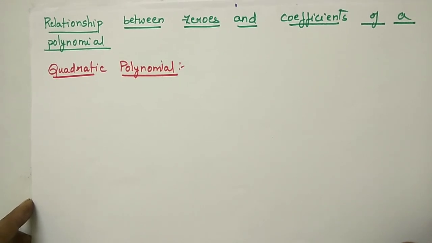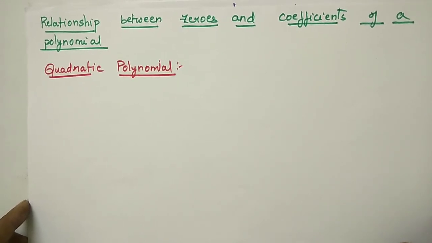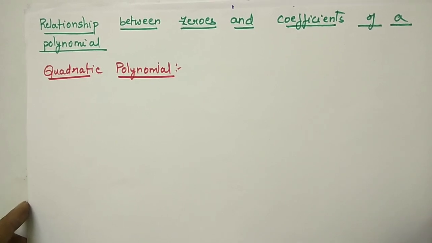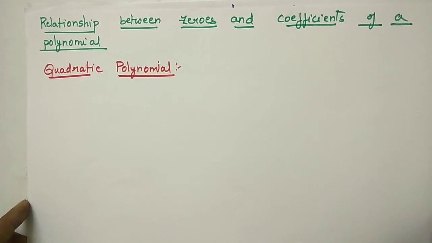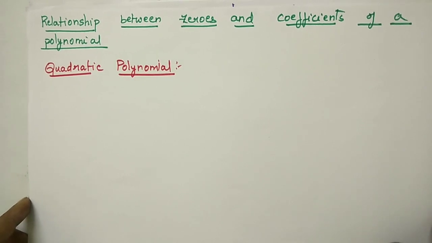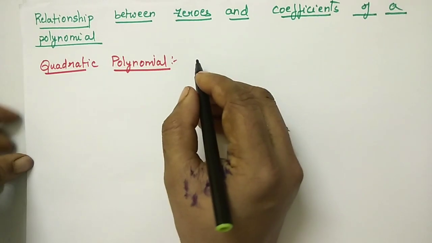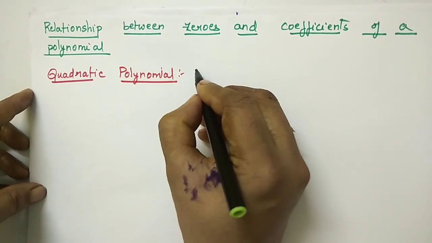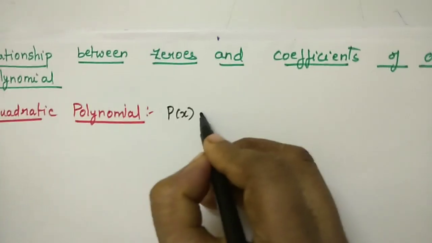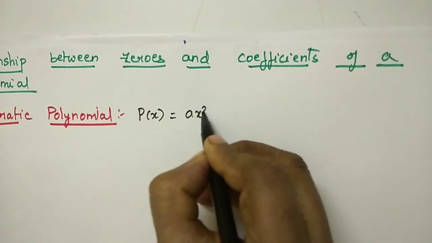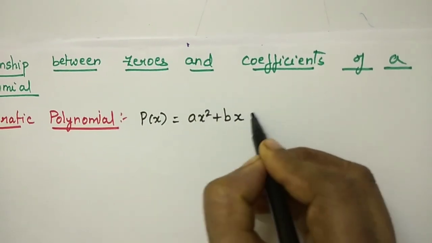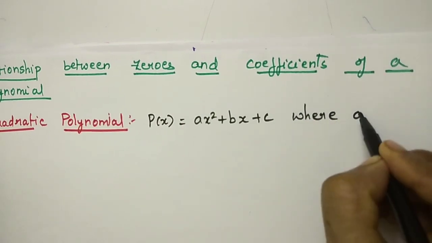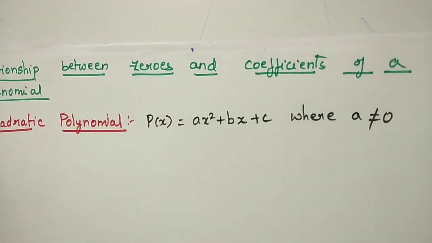In the previous video, we have seen the relationship between zeros and coefficients of a linear polynomial. In this video, let us see the case of quadratic polynomials. The general algebraic expression for a quadratic polynomial is p of x equals ax square plus bx plus c, where a is not equal to 0.